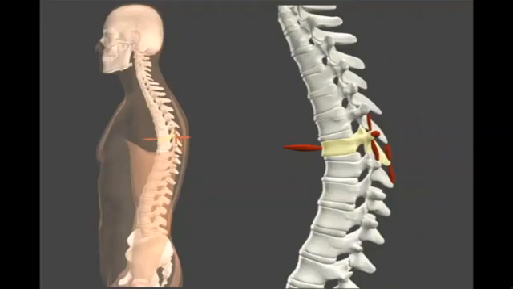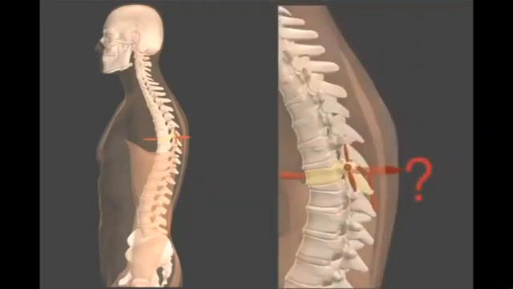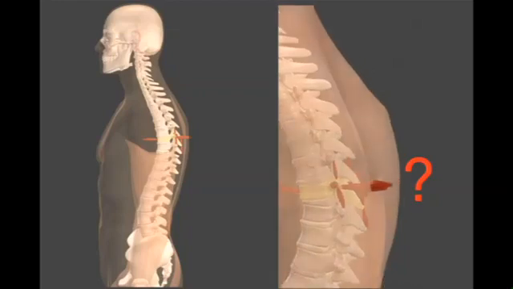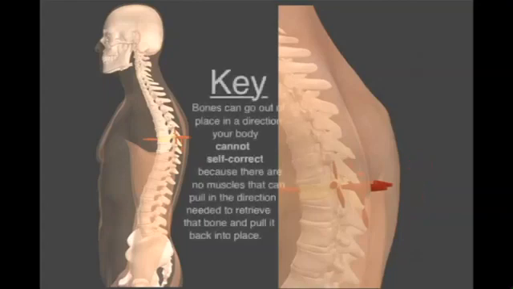Now, by the way, even if you did have muscles that attach from the spine to something behind it, where would they go? There's nothing behind there. They'd have to go through your skin, and you'd have to attach them to a hook on the wall or something like that in order for that to pull back. So that is the key. Bones can go out of place in a direction your body cannot self-correct because there are no muscles that can pull in the direction needed to retrieve that bone and pull it back into place. And that's more of a key than you could possibly imagine.